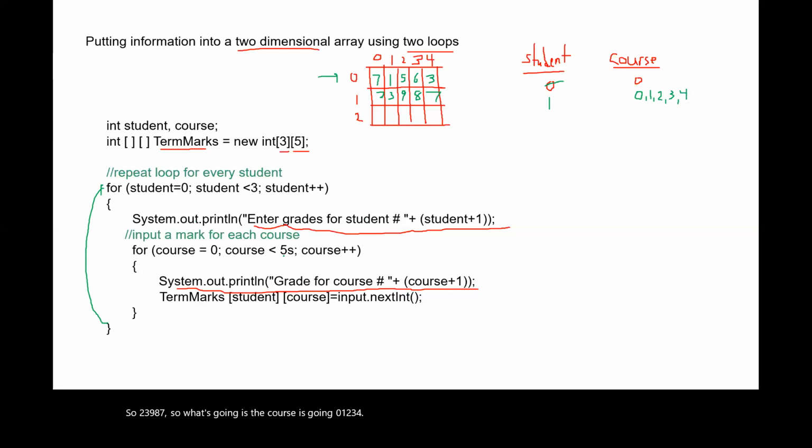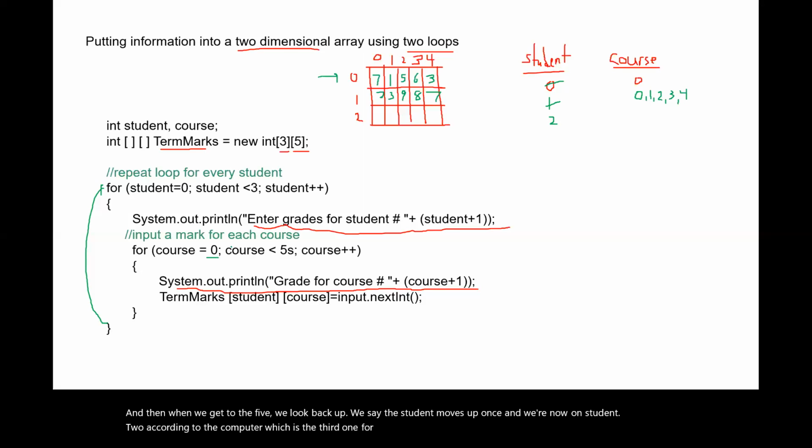And then when we get to the 5, we loop back up. We say the student moves up 1, so we're now on student 2, according to the computer, which is the third one for us. Courses start back at 0, and we enter some more grades. 5, 2, 1, 7, 4.